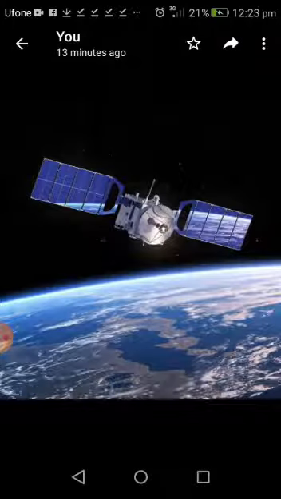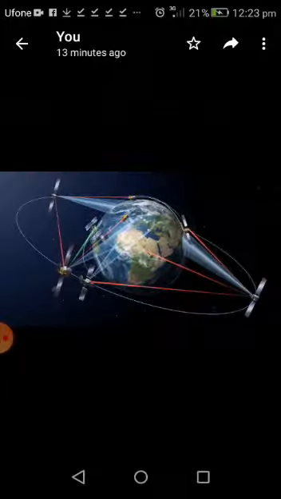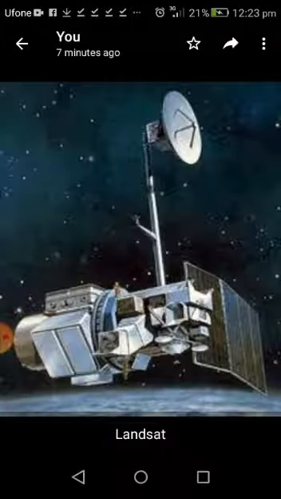Have a look at this observation satellite. This is one of the observation satellites. This is also a picture of how an observation satellite is taking different types of information and sending signals to the Earth. This is the picture of the Landsat. I'll show you a video that will explain how an Earth observation satellite works.